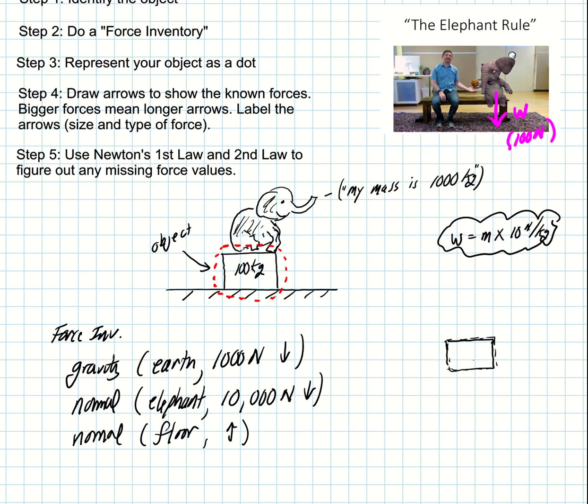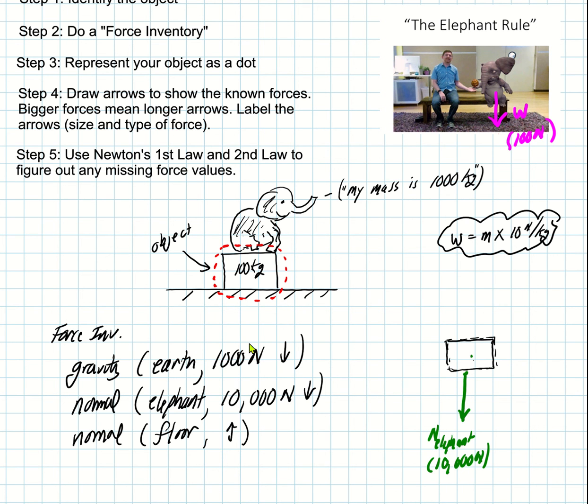So I'm just going to say, this is the elephant pushing down. So the elephant's pushing down with 10,000 newtons. That's the normal force of the elephant. And that's 10,000 newtons, that's 2,000 pounds, a little over a ton, maybe 2,200 pounds. That's a lot of force to be pushing down, if that was you.